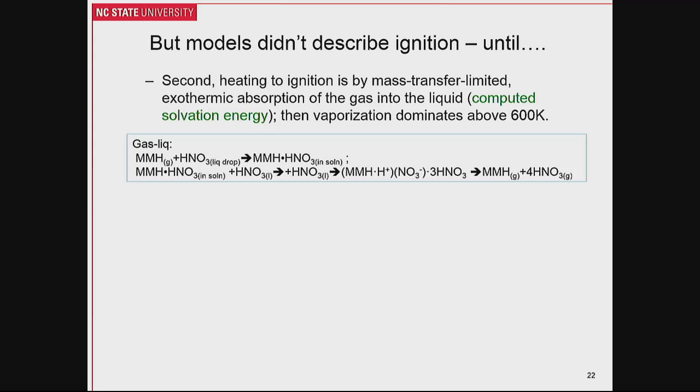Addition of other nitric acids would form a bigger complex until finally, due to all that solvation energy, you see a separation of the nitric acid into an H+ coordinated with the MMH and an NO3 minus. That could then come apart, generating, in effect, the gas phase MMH again, but for nitric acid gas molecules.